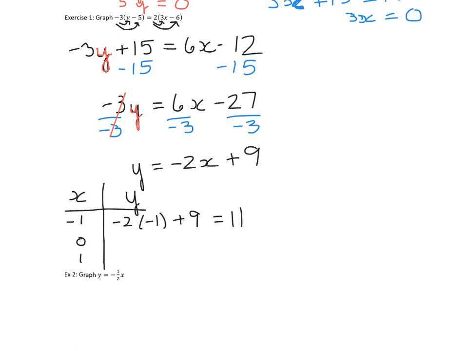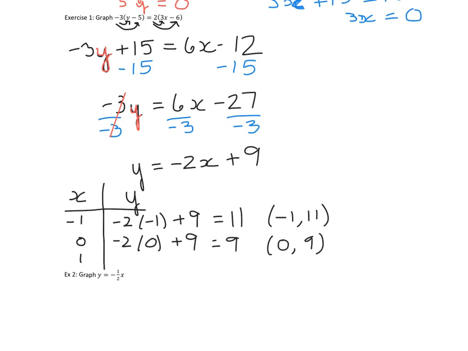And there's our first ordered pair, negative 1, 11. Let's plug in the 0. All right, so order of operations, we do multiplication first. That goes to 0 plus 9 is just 9 itself. That's our next ordered pair, 0, 9.